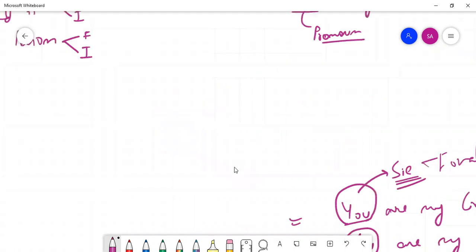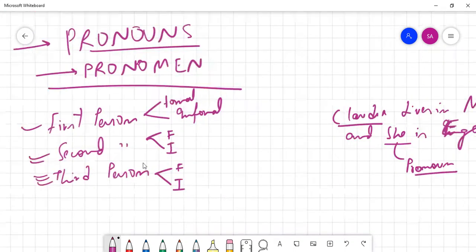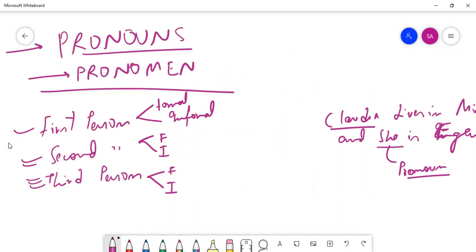So, likewise, as I said, in German there will be first person, formal, informal, second, formal, informal, and third, formal and informal. So how does it look like?